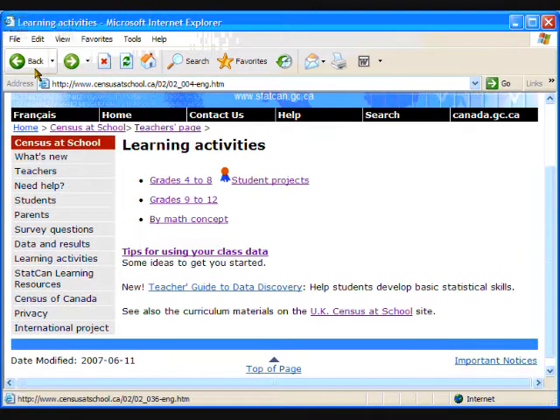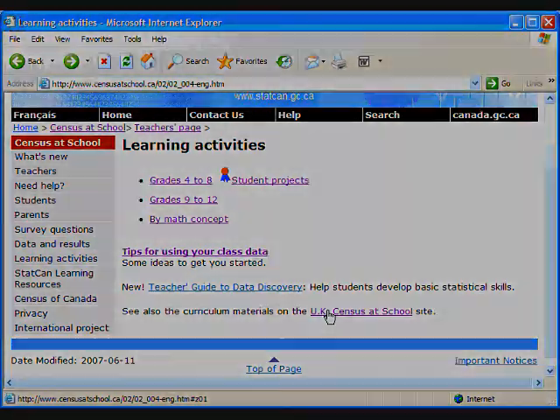On the Learning Activities page, you can also find tips for using your class data with ideas for creating your own follow-up activities. There is a link to the resource Teacher's Guide to Data Discovery, which can be used as a primer for data concepts and vocabulary for you as a teacher. There is also a link to the United Kingdom Census at School site with many curriculum activities that could also be useful for your classroom.